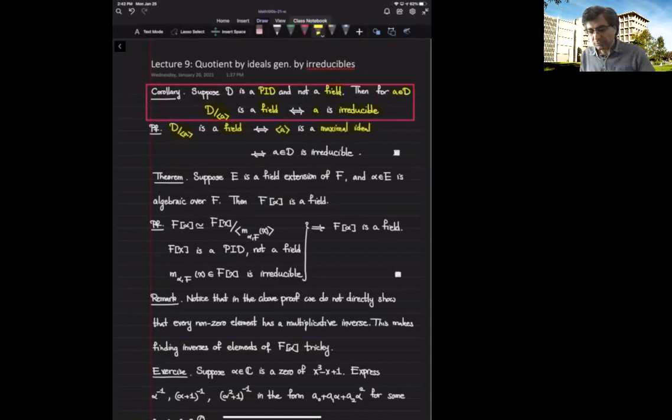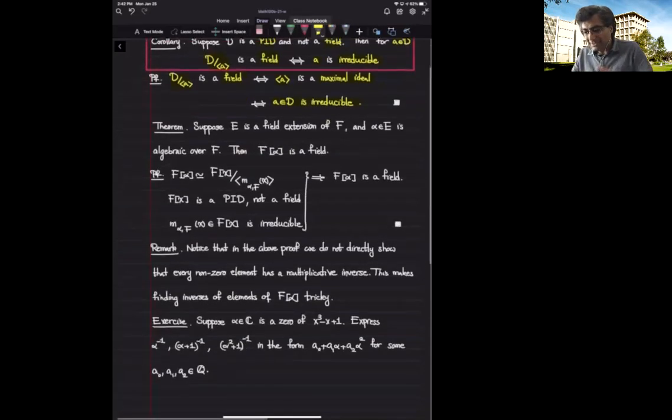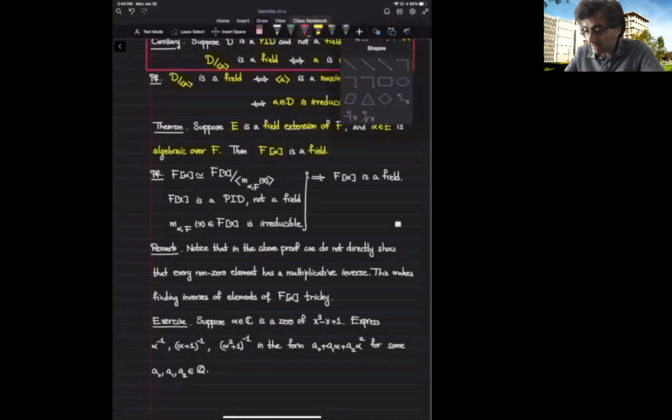So okay, let's go through it. We have already proved that the quotient of D by the ideal generated by A, by any ideal, is a field precisely when the ideal is maximal. But in a PID that's not a field, we proved that the ideal generated by A is maximal precisely when the element is irreducible. So altogether, we get this nice result. Now, we immediately get this beautiful theorem, which says that if I give you a field extension and an element which is algebraic over my field F, then when I add this alpha to F, I always get a field. This is a generalization of many results that we have seen earlier.